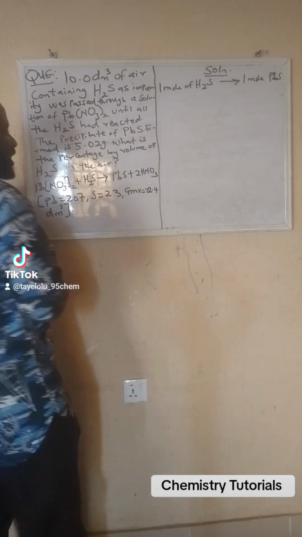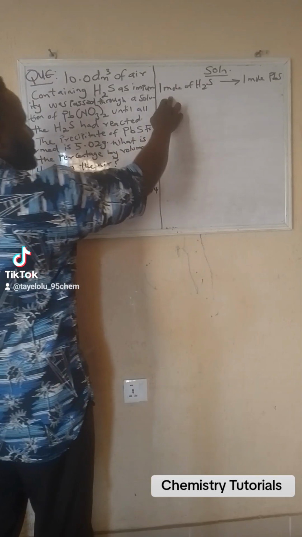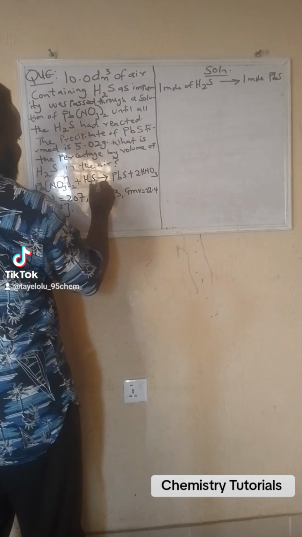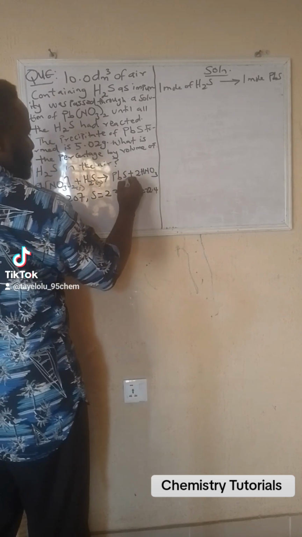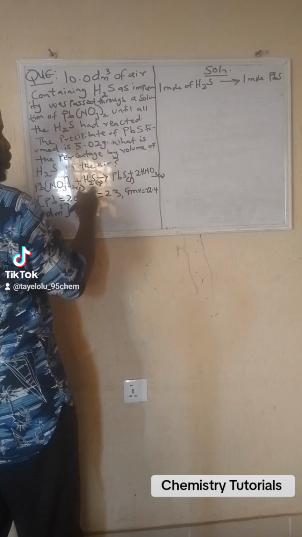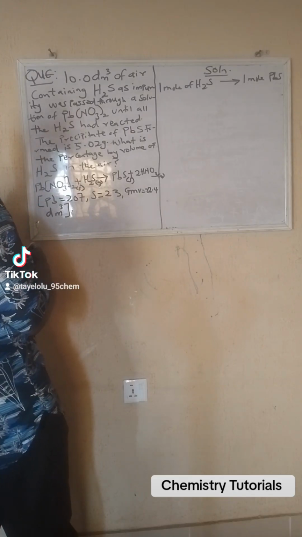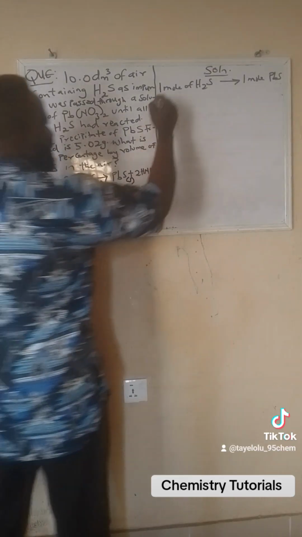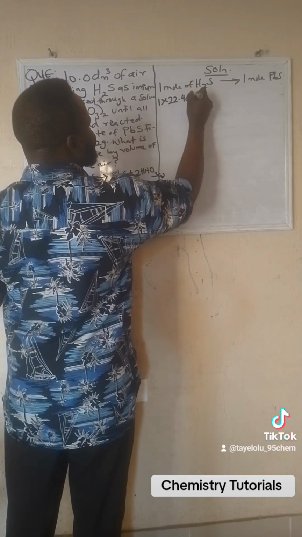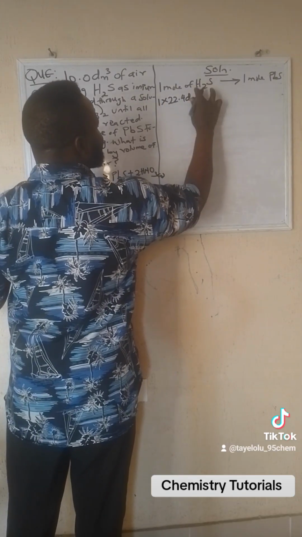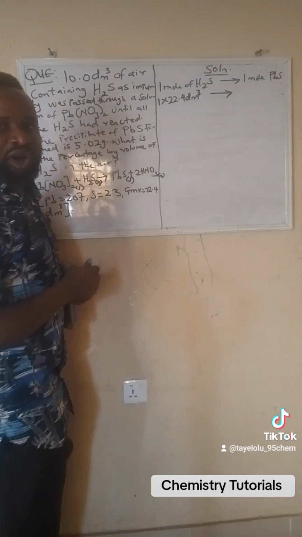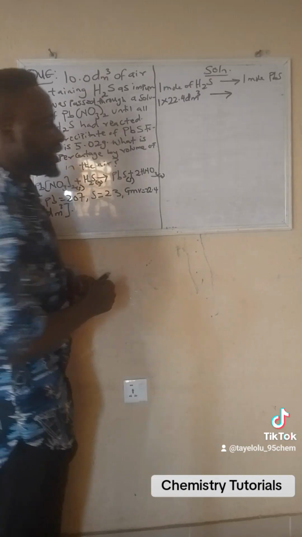Now, what is the equivalent of 1 mole of any gas at STP? Of course, H2S is a gas. This is a solid, and this is aqueous. H2S is a gas. So 1 mole of any gas at STP has this volume. It then means that 1 multiplied by 22.4 dm³ of H2S will produce the equivalent of 1 mole of lead(II) sulfide in mass.